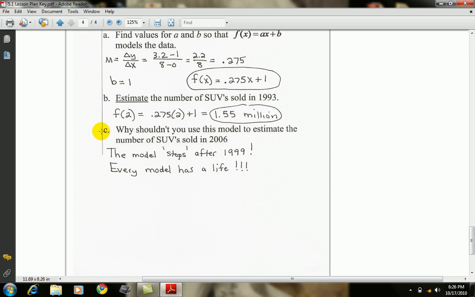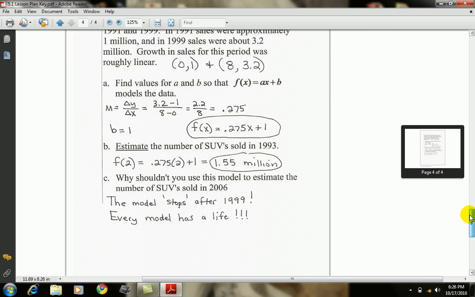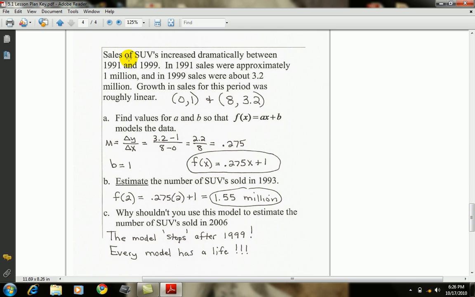Okay, the last question. Why shouldn't you use this model to estimate the number of SUVs sold in 2006? Well, in the very first sentence, it said that the sale of SUVs increased dramatically between 1991 and 1999. There's nothing in here to let you know that any data in the area was collected after 1999 for you to perhaps change this model.